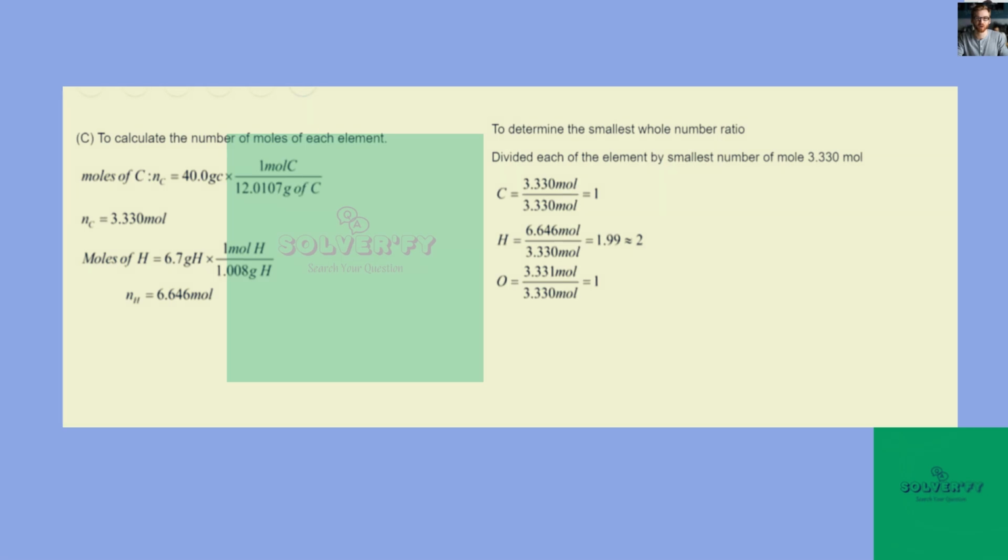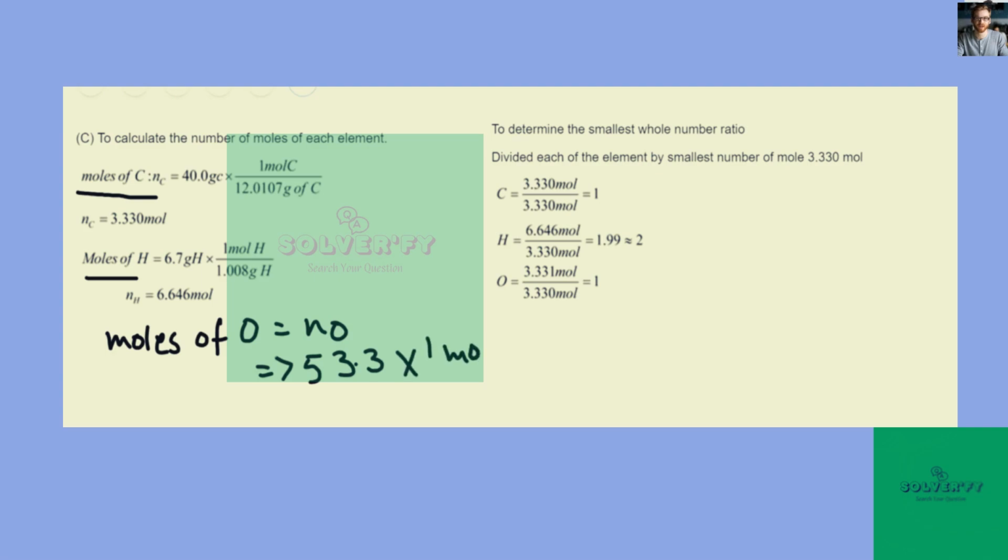Next, to calculate the number of moles of each element, we need to determine the number of moles of carbon and the number of moles of hydrogen as represented. Further, we also need to calculate the moles of oxygen, which can be represented as nO. Calculations are shown as follows: 53.3 multiplied by 1 mole divided by molecular mass, and the number of moles of oxygen turns out to be 3.331 moles.